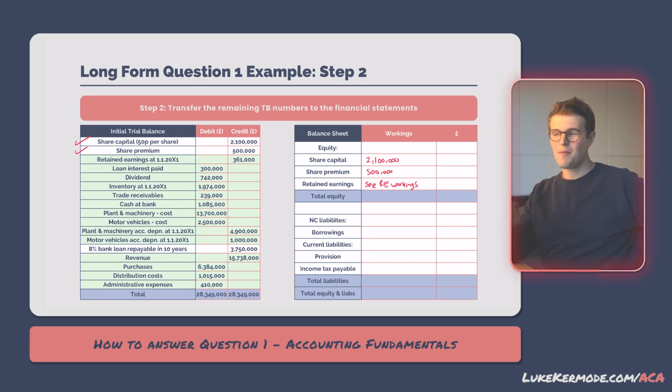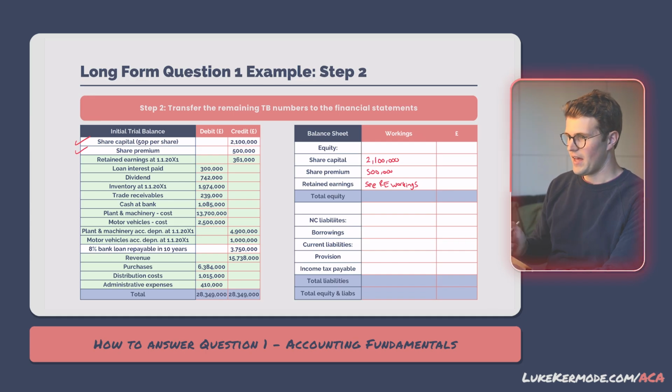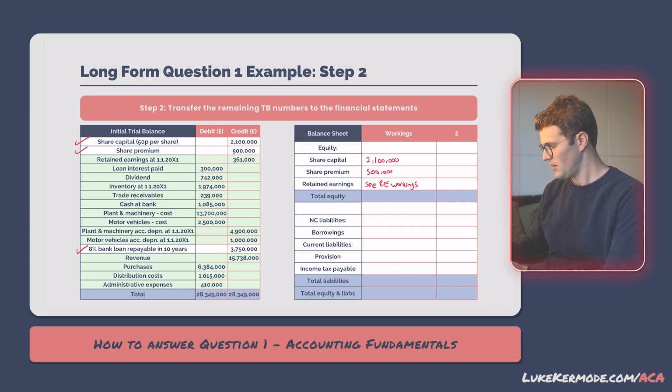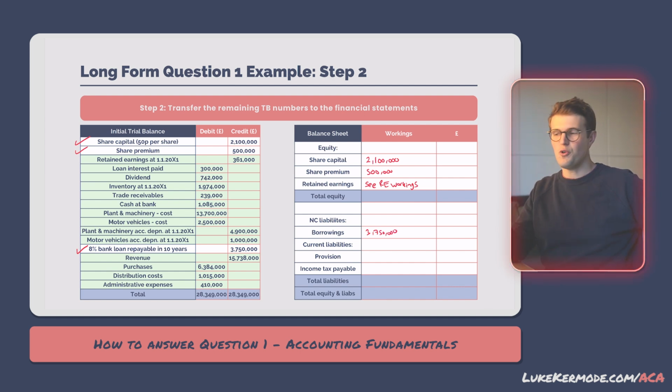Next we look at non-current liabilities, and from the trial balance we can see that we have an 8% bank loan which is repayable in 10 years, and that's worth 3.75 million. And again, since it's due in more than 12 months, it's going to go straight into the non-current liability section of our balance sheet.